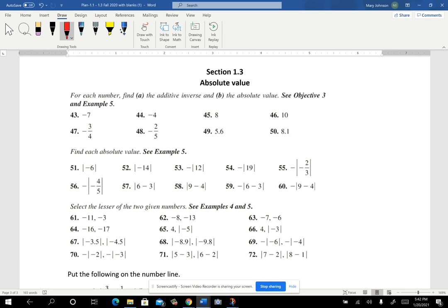All right. So an additive inverse is actually just a formal word for an opposite. So additive inverses are really opposites. The additive inverse is really the opposite of a number. And then absolute value is what it means: the absolute value really is just distance from 0 on a number line.